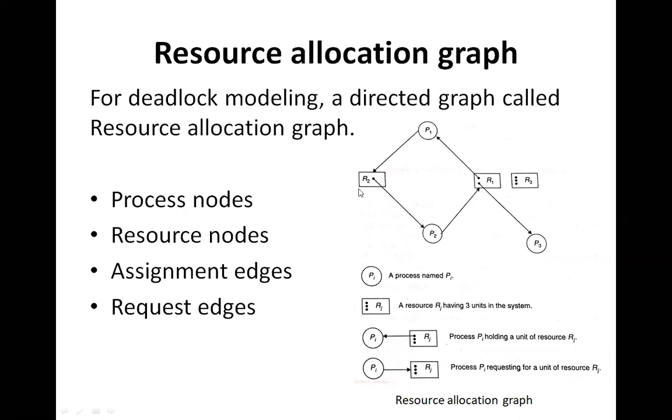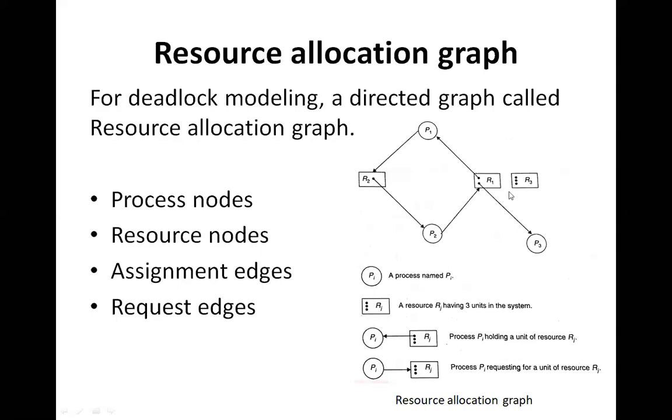and it is represented in the square. Sorry, it is represented in the form of a circle. This is P1. P1 is a process and it is represented in the form of a circle. So in this resource allocation graph, it is normally represented in the form of a circle with the name of the process written inside the circle. Then we have a resource node.